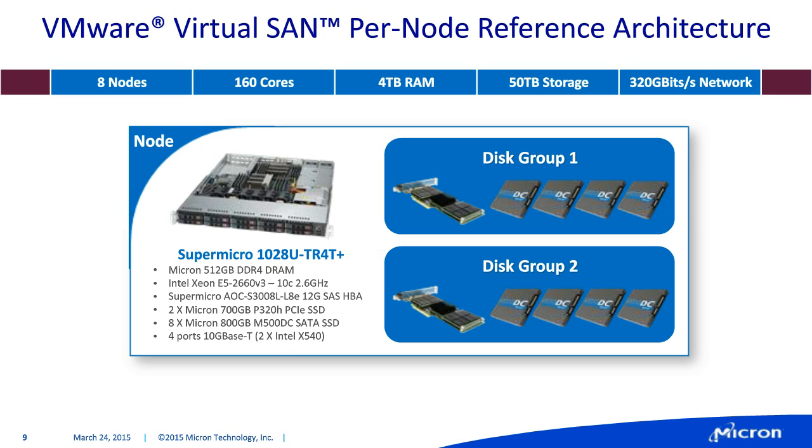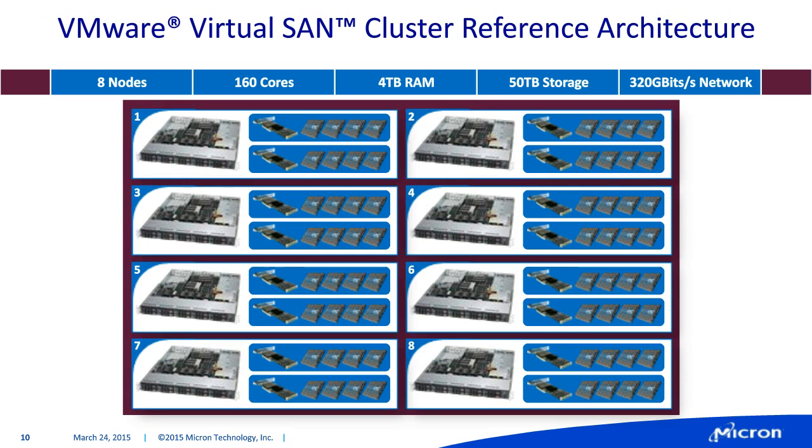The next slide shows how these nodes are aggregated together. I mentioned earlier that we have 8 of them. The first thing to notice is they're identical. All of these nodes have 2 of the P320Hs installed, and I think a total of 8 or 10 of the M500 DC 800 gig SSDs on the back end. So this is really just the aggregate pool of what the vSAN looks like on those nodes.